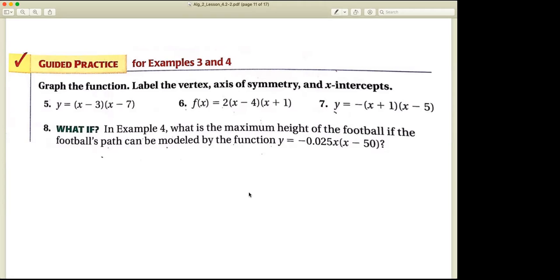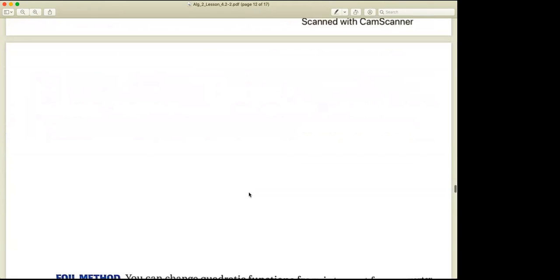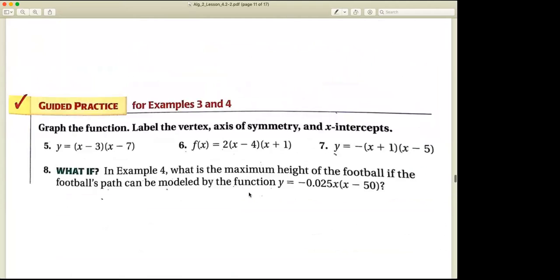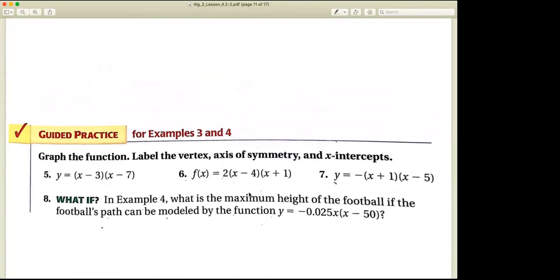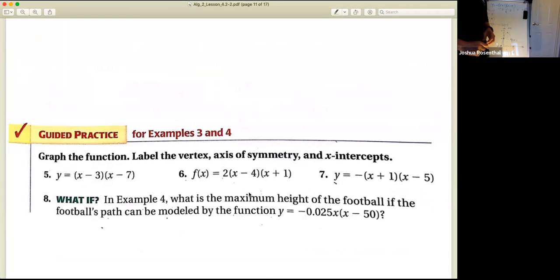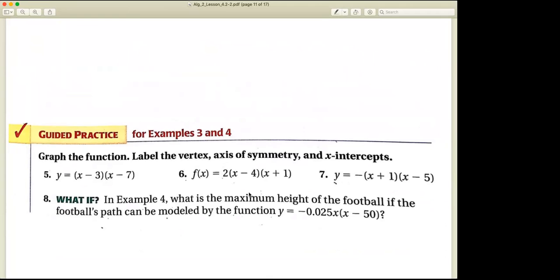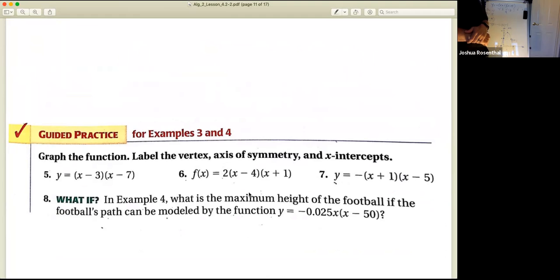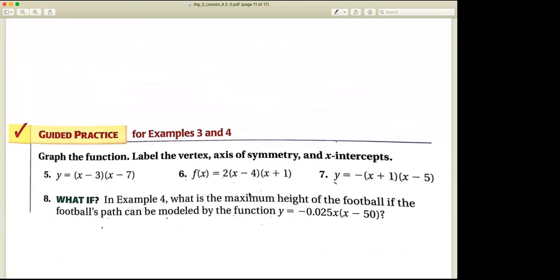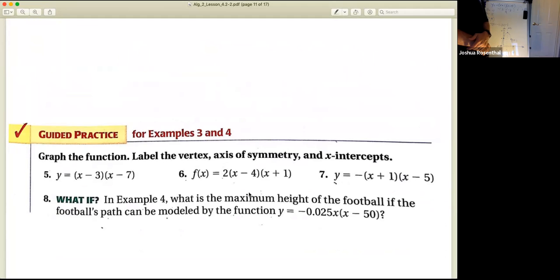I think that's easier. Wait, Ms. Rosendahl, for 8, we just need to find the vertex, right? What is the maximum height? The y coordinate of the vertex. Yeah. So what would the average of p and q be here? P is 0, q is 50. So the average is 25. Right. And then the y coordinate of the vertex would be plugging in 25.